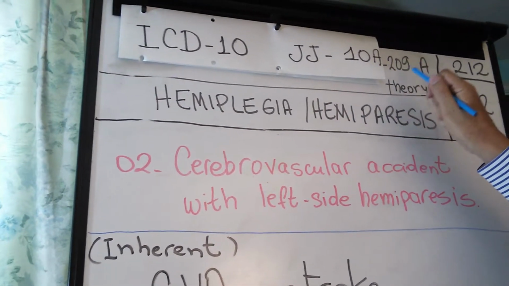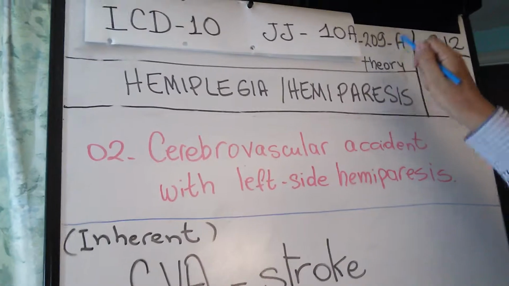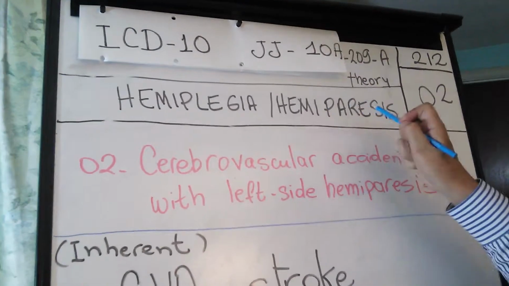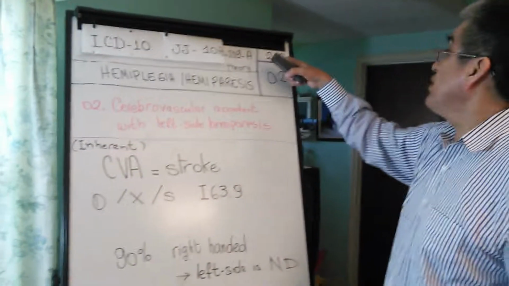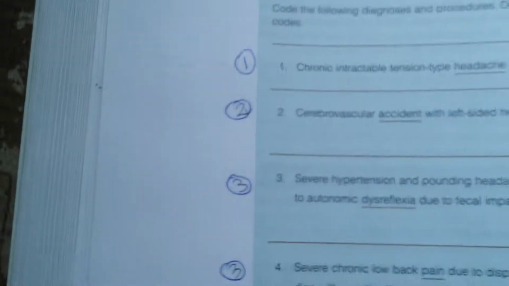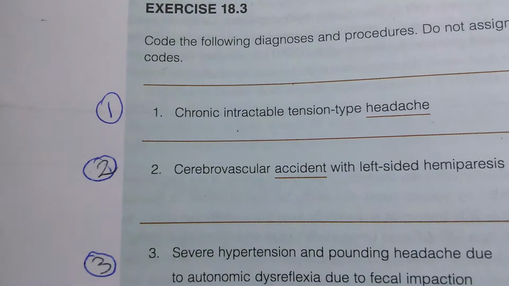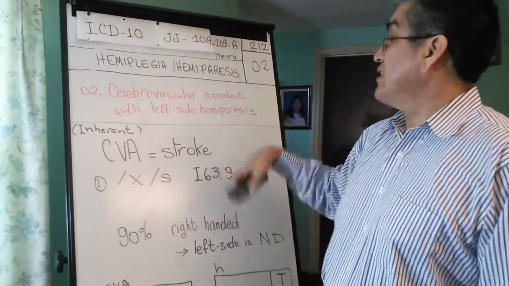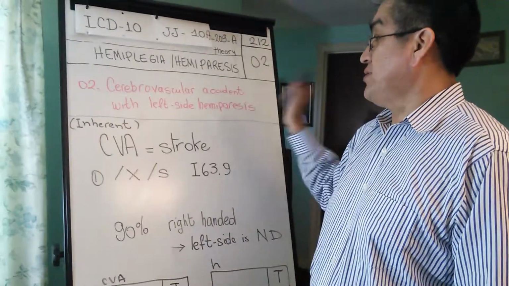10A is the book. 209A means that the theory is here for this section of the book, and it's called hemiplegia and hemiparesis. And the exercise that we're going to do is found on page 212, and the exercise is 02. If you want to follow the camera here, 212 is right there. The exercise that we're doing is number 2, which is cerebrovascular accident with left-sided hemiparesis. So this is the problem. The problem is going to be in red all the time. Cerebrovascular accident with left side hemiparesis.